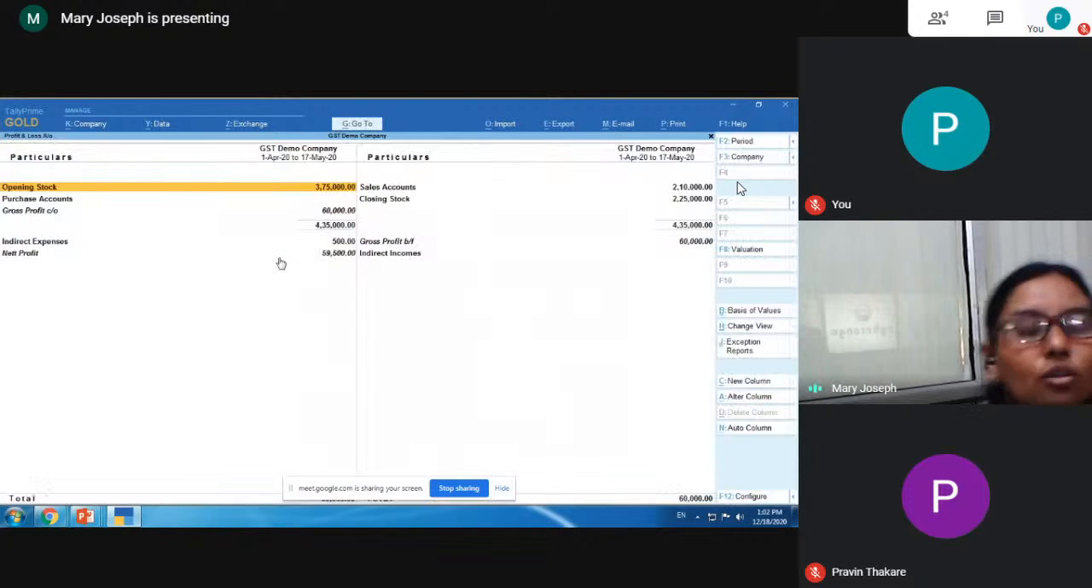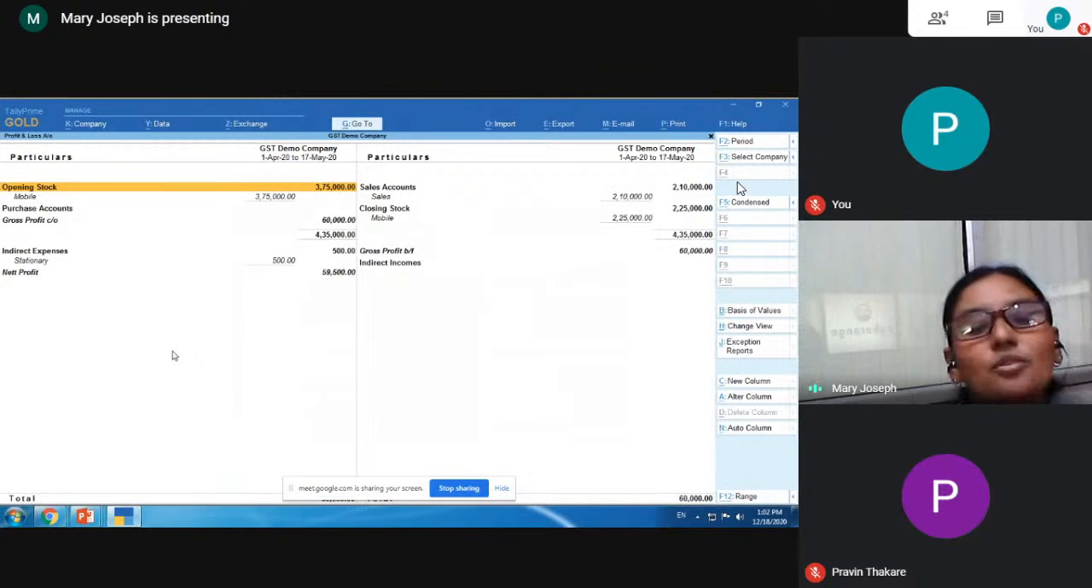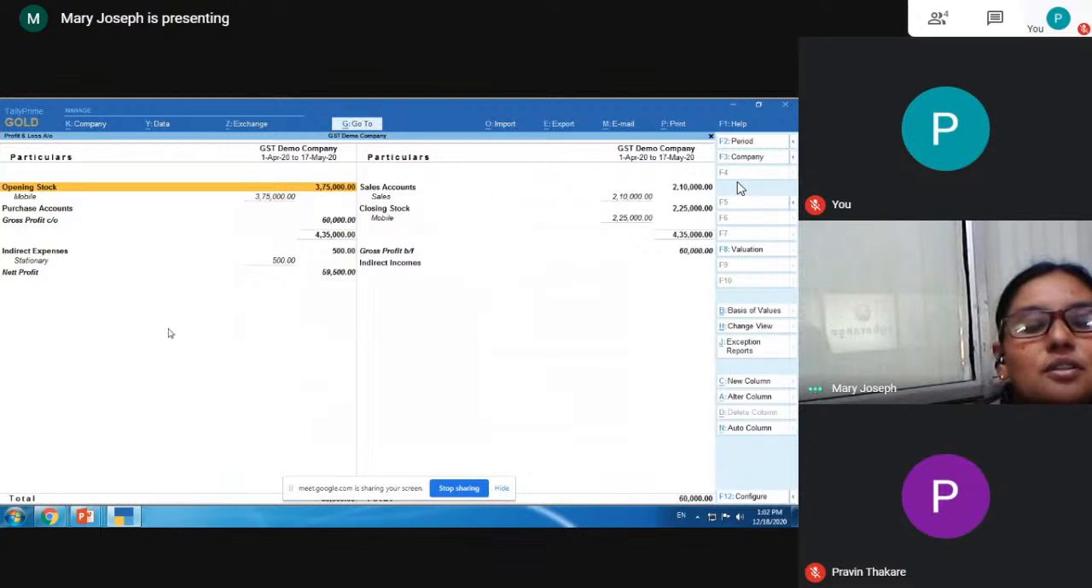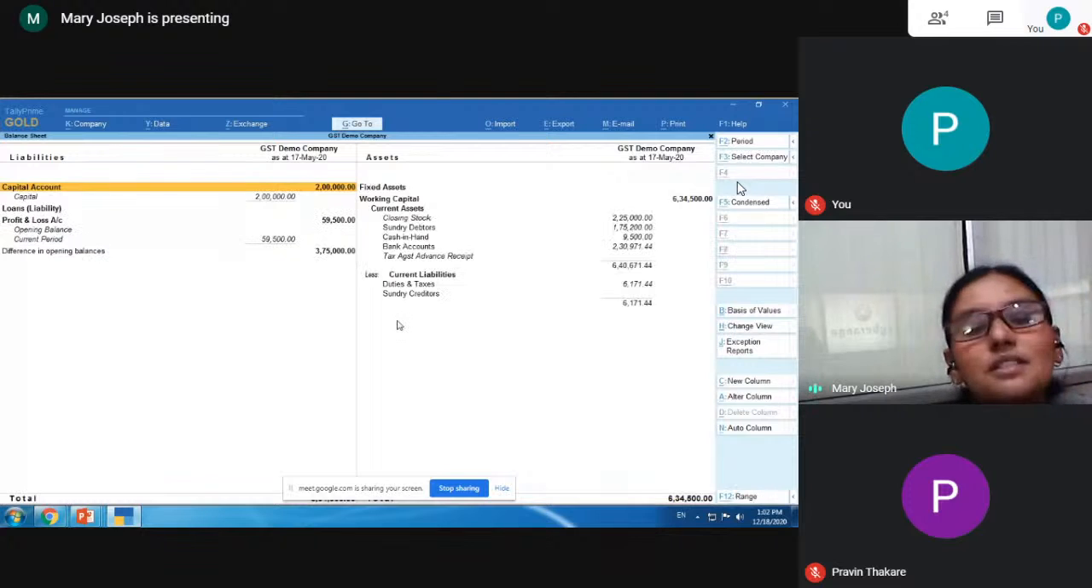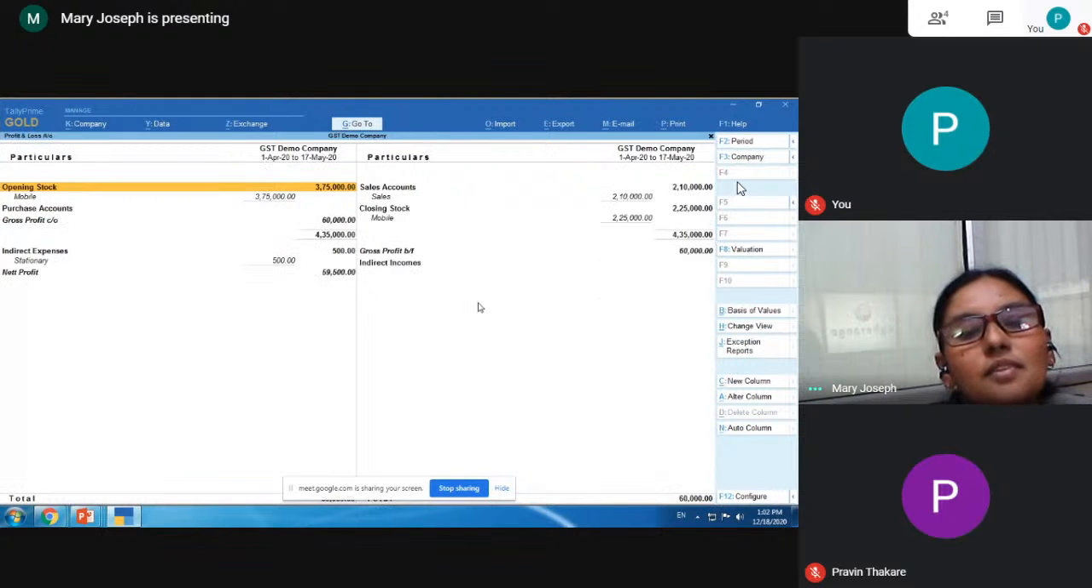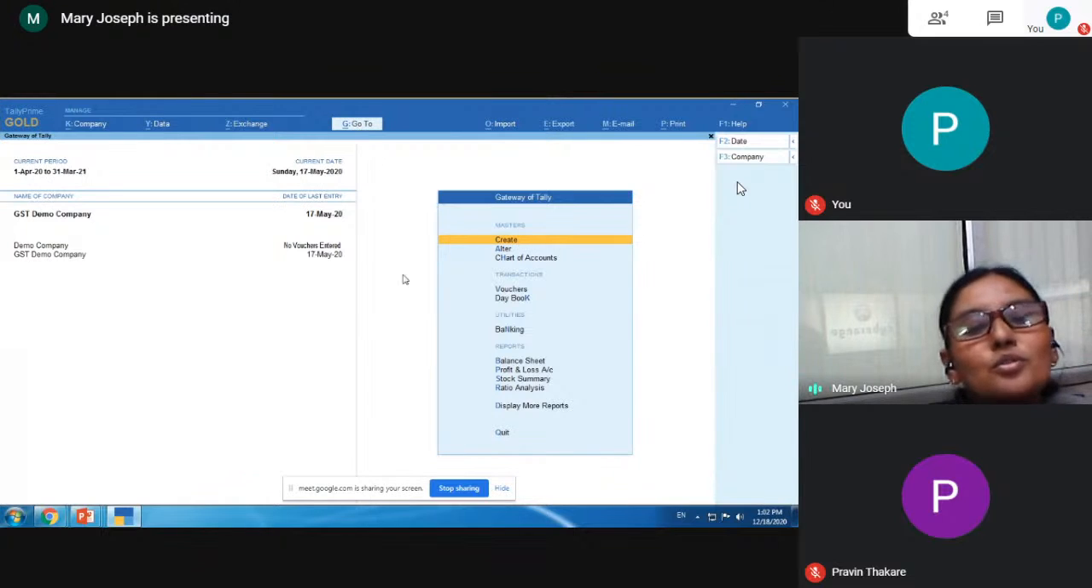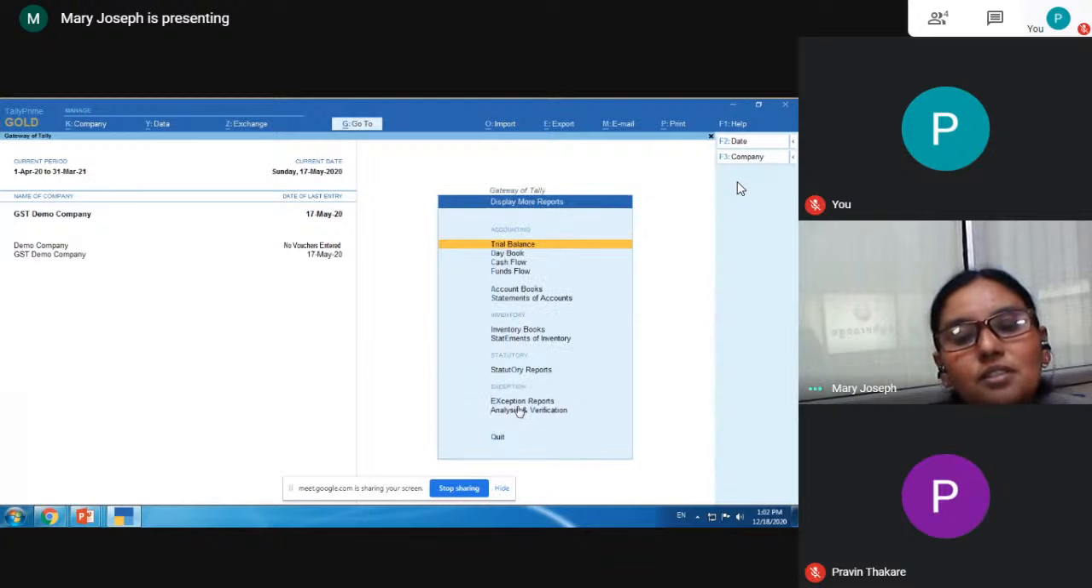For the profit and loss account, you can check your profit and loss account. If you want to see the balance sheet, you can click on the balance sheet. Now I am using the Switch To option. From here also you can check it out if you want to see the reports.